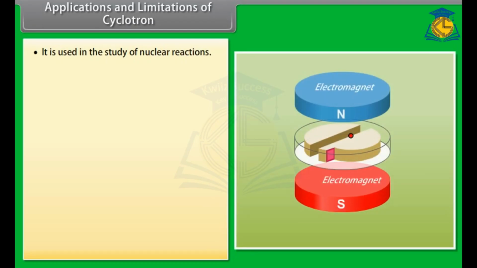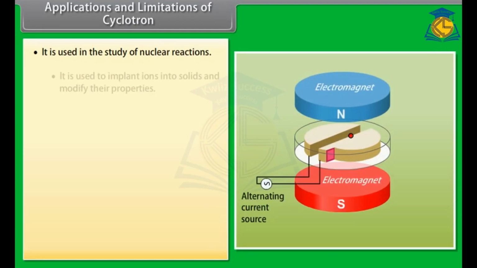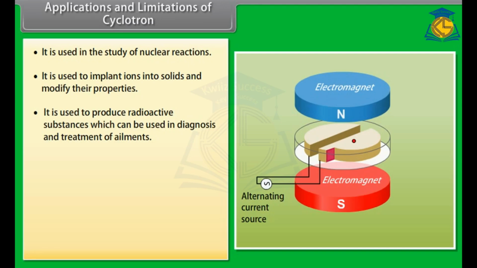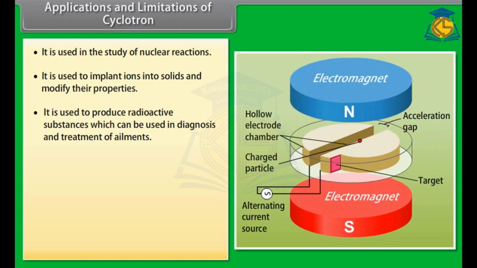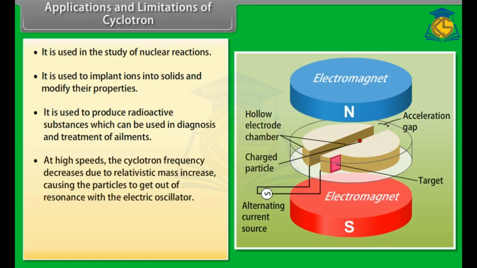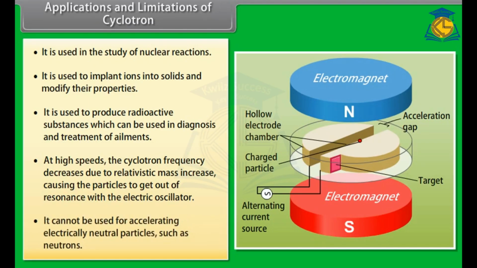Applications and limitations of cyclotron. It is used in the study of nuclear reactions. It is used to implant ions into solids and modify their properties. It is used to produce radioactive substances which can be used in diagnosis and treatment of ailments. At high speeds, the cyclotron frequency decreases due to relativistic mass increase, causing the particles to get out of resonance with the electric oscillator. It cannot be used for accelerating electrically neutral particles such as neutrons.